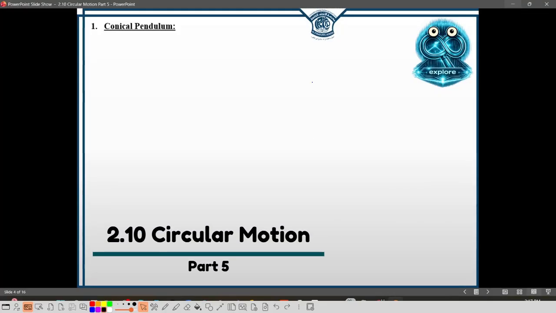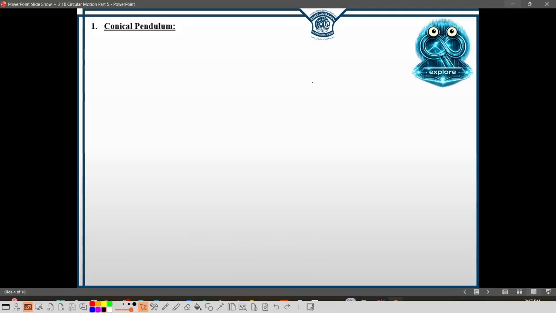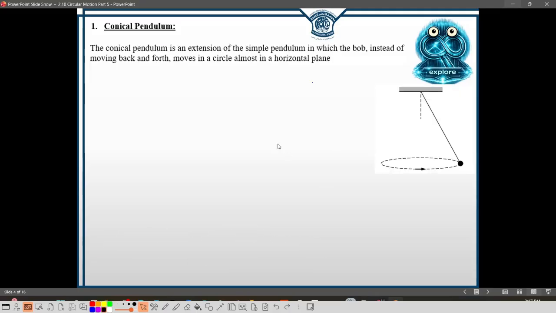Today's topic 2.10, circular motion part 5, so let's jump right in. Conical pendulum. The conical pendulum is an extension of the simple pendulum in which the bob, or the mass, the small sphere here, instead of moving back and forth, instead of going left and right, will move in a circular, almost horizontal plane.